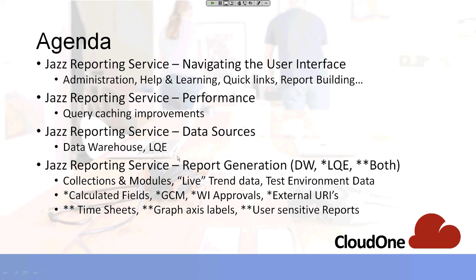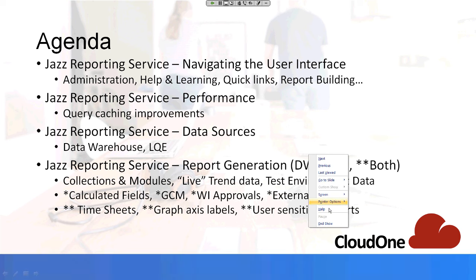I'm going to cover a little bit of the enhancements or the changes that were made in 6.0.2, one of which being performance. We'll take a look at data sources in terms of which data sources are being used and how that affects how you're using your reports or what data you're actually available to report on. And then we'll take a little bit of a deep dive into report generation and take a look at some of these new features that were added in 6.0.2, like reporting against collections or modules, going after timesheet data, etc. So we'll take a look at that. Let me go ahead and get out of PowerPoint here and go over to the web.